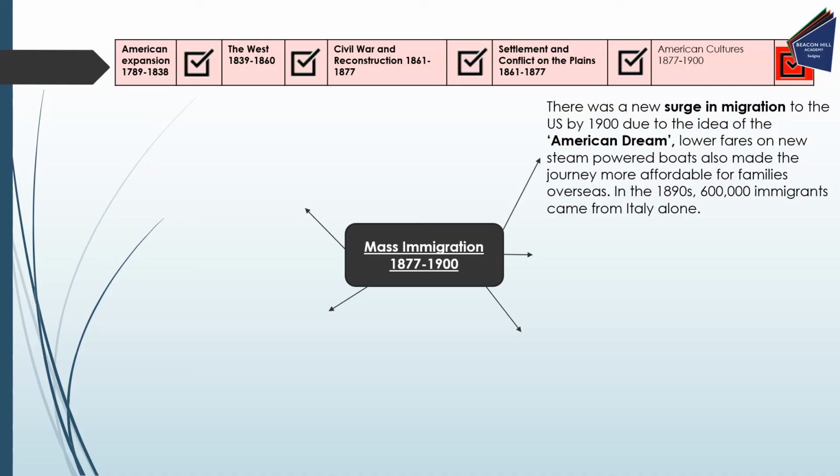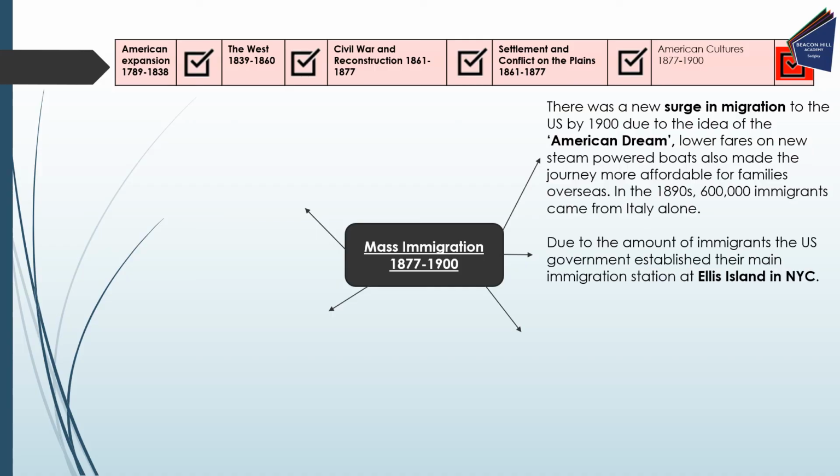So lots and lots of people want this and decide that they are going to travel to the United States. Lower fares on new steam-powered boats also made the journey more affordable for families overseas. And in the 1890s, 600,000 immigrants came from Italy alone. So another good statistic there that you could remember for the exam. Due to the amount of immigrants in the US, the government established their main immigration station at Ellis Island in New York City.